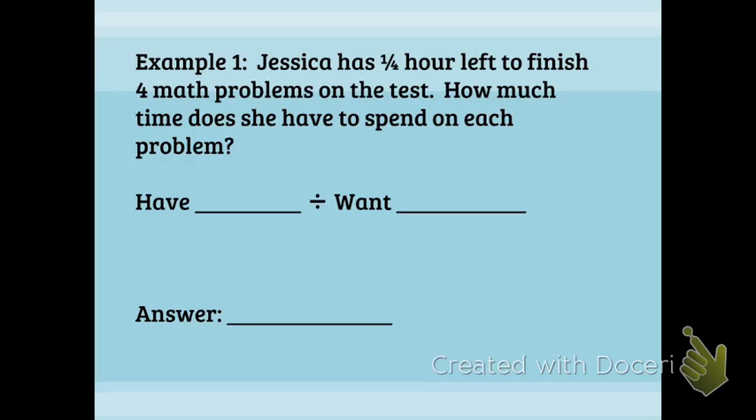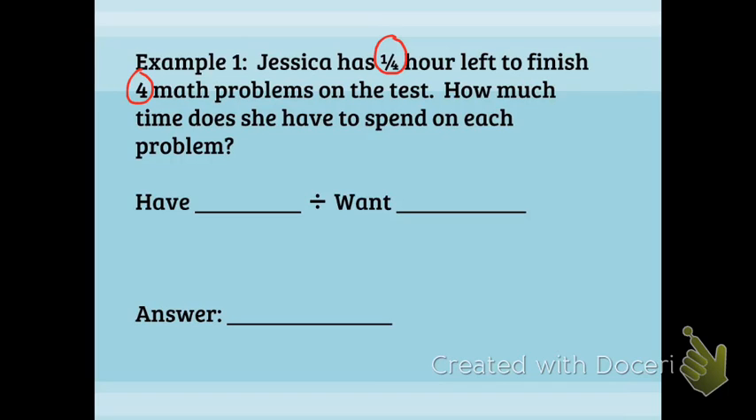Okay, this is in your notes, so read it with me. It says, Jessica has 1/4 hour left to finish 4 math problems on the test. How much time does she have to spend on each problem? Remember, we're focusing on what does she have and what does she want. Let's circle the key numbers, the important numbers. We know 1/4 is one of the important numbers, so let's circle that. And 4 is an important number. Now all we have to decide is which one is divided by the other one.